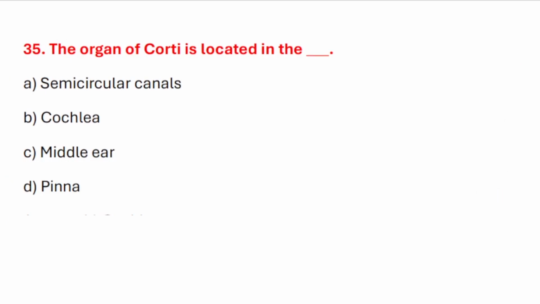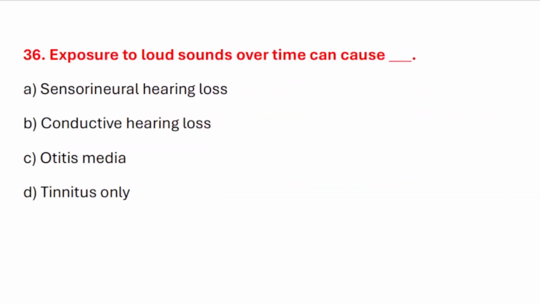Question number 35. The organ of Corti is located in the. Correct answer is option B, cochlea. Question number 36. Exposure to loud sound over time can cause. Correct answer is option A, sensorineural hearing loss.